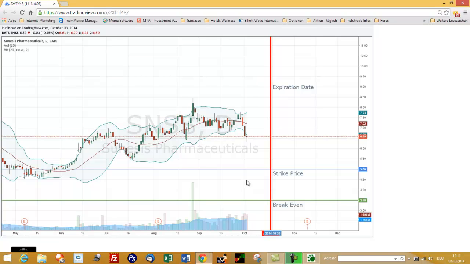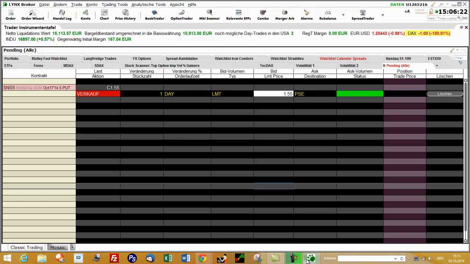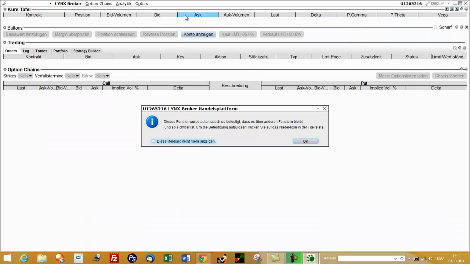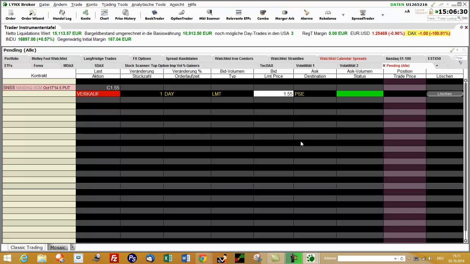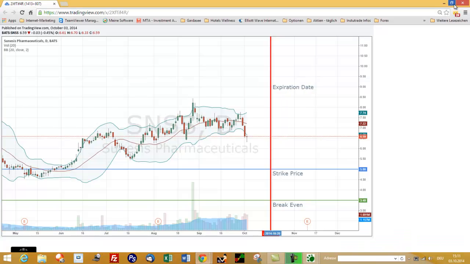So that's a very high probability setup, and when we look at the delta, where have I got the delta? I'm not sure, but the delta is about 21%. This means that the probability of this trade closing below $5 is only 21%, and the probability of closing below break even is even lower. So it's a very high probability trade with a very good possibility that we can collect $155 for one option sold within the next 14 days. And that's what I'm going to try to put on as a trade.